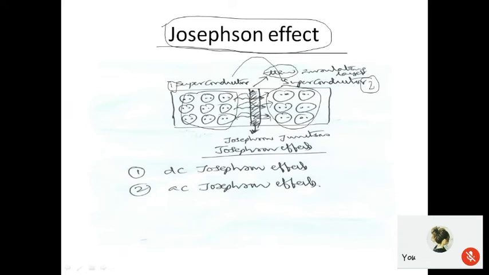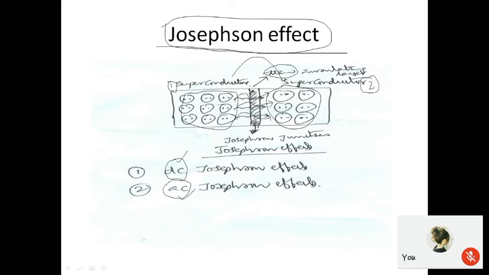If we consider the supercurrent that flows through the thin layer, if it is a direct current, that becomes a DC Josephson effect. If it is an alternating current, then it becomes an AC Josephson effect. So depending upon the current that flows through the thin insulating layer, if it is a direct current, then it becomes a DC Josephson effect. If it is an alternating current, then it becomes an AC Josephson effect.